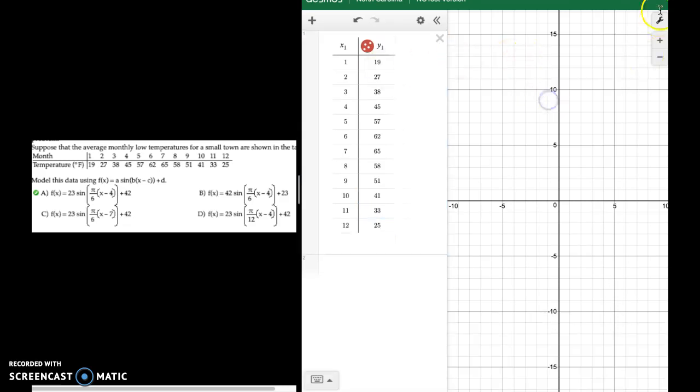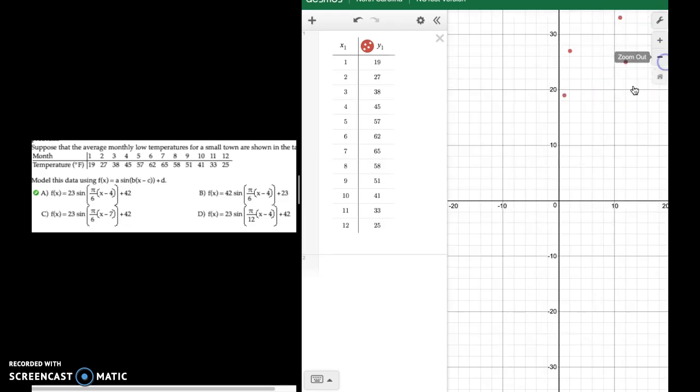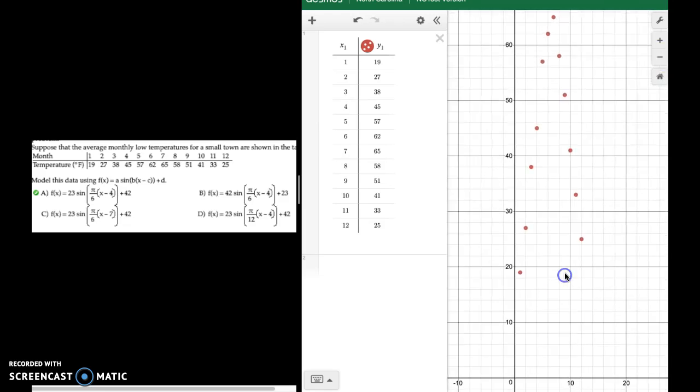All right, and once we look at it visually, if you look at your answer choices, you should see that you have pi over 6. It's definitely in radians. So you always want to go over here to your settings, make sure radians is highlighted. Of course, if it was degrees, you could flip over, but most of the time when you're talking about the model, it's going to be in radians. And then I'm going to adjust my screen a little bit to see the actual data as a scatter plot.